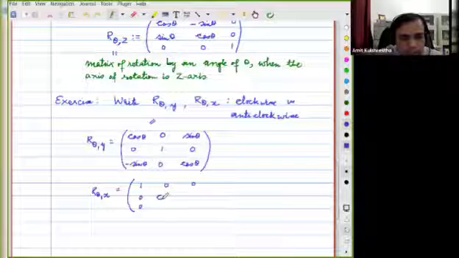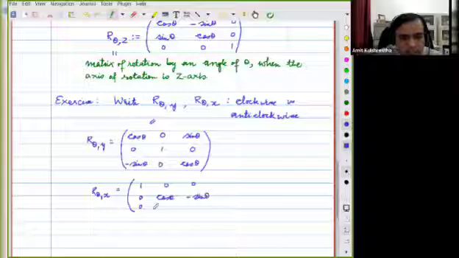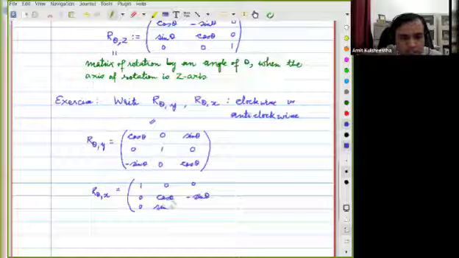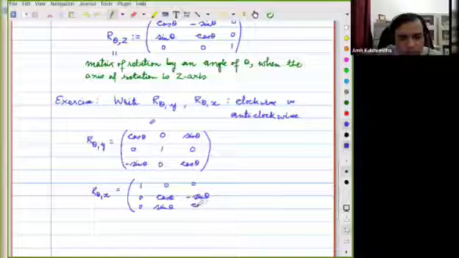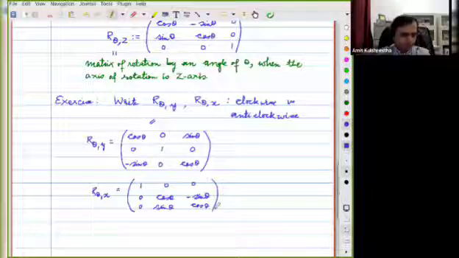And then cos theta, minus sine theta, sine theta, cos theta. And all these are obtained essentially from our high school understanding of geometry.